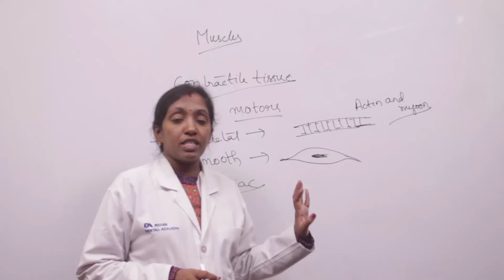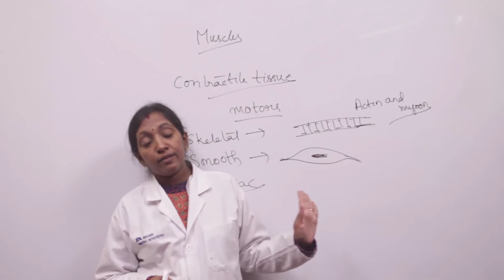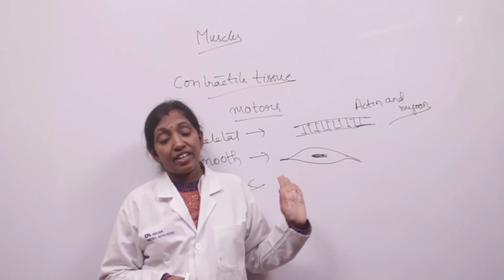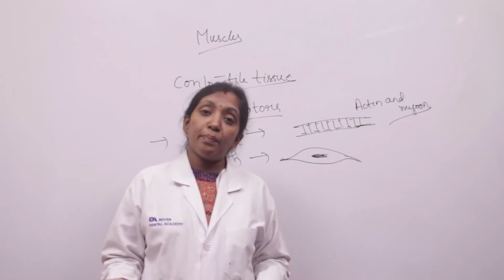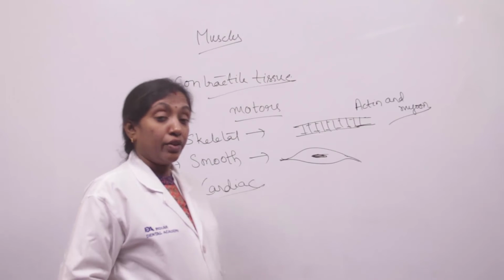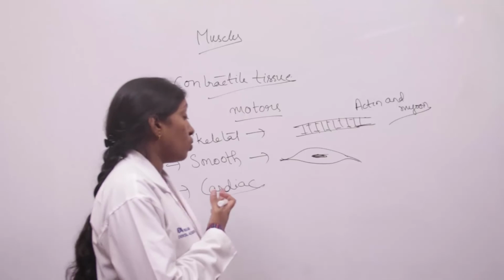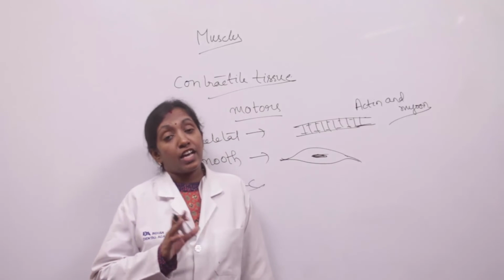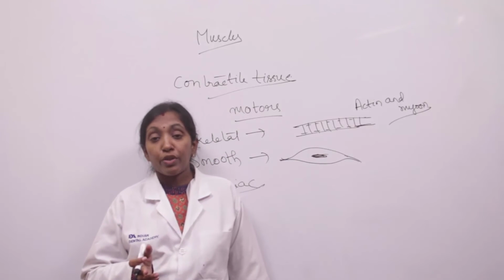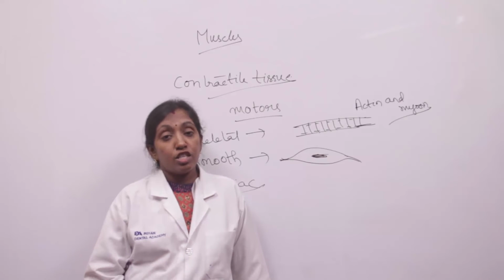Smooth muscle fiber does not show any striation. That's why it is called unstriped muscle. As it is supplied by the autonomic nerves, it is also an involuntary muscle. The smooth muscle surrounds the viscera and the blood vessels. So that's about the smooth muscle.